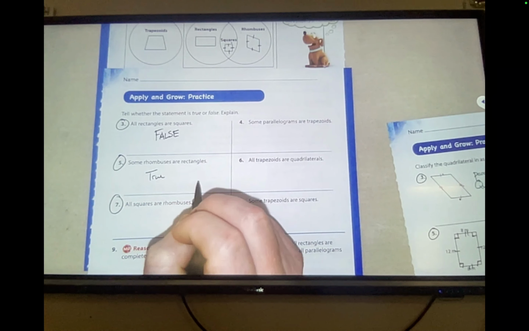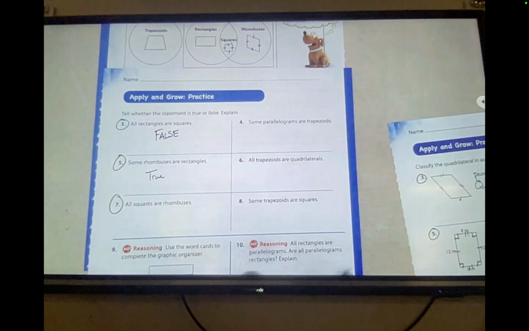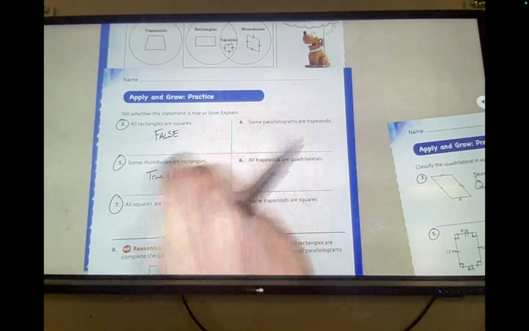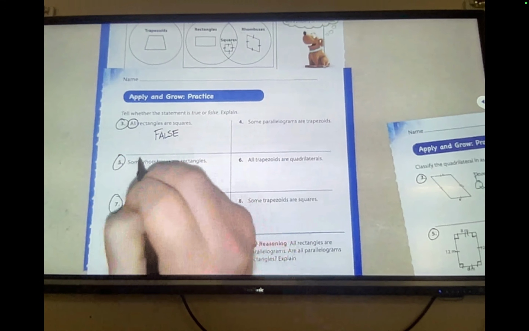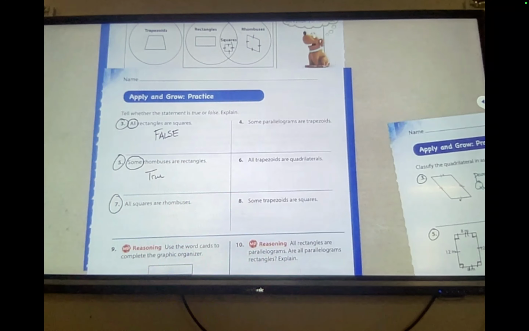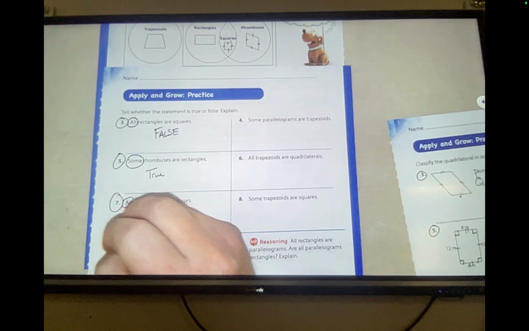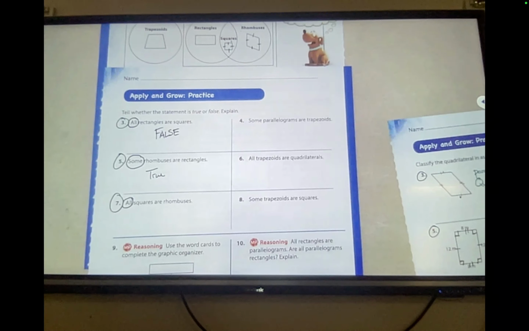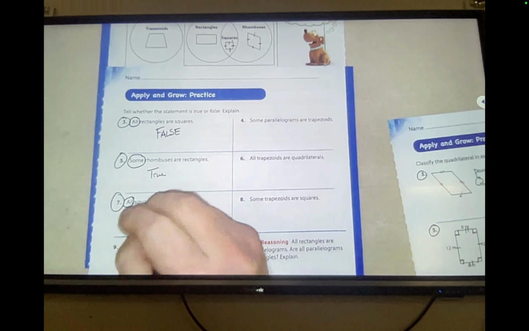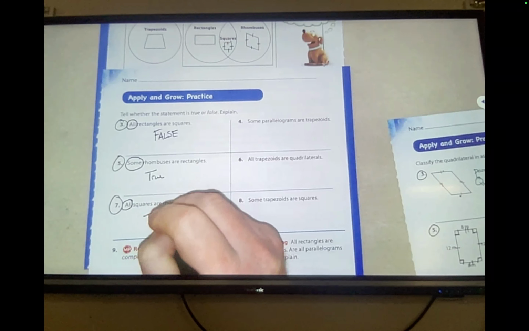You can kind of see how they could, but note the key word. On this one, it said all. On this one, it said some. When it says some, a lot of times the statement is going to be true. When it says all, a lot of times it's going to be false. But look at number 7. All squares are rhombuses. In this case, that would be true because of the 4 equal sides.